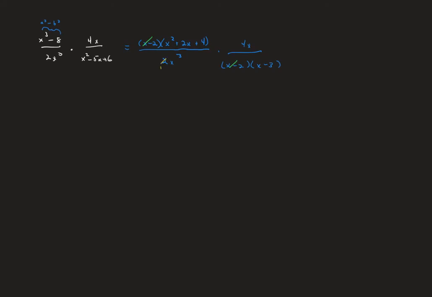The 2 goes into 2 once, into the 4x twice. And this x will cancel one of those x's. So at the end of the day, we are going to get that 2, and then the x squared plus 2x plus 4 over, and then we're going to have an x squared and an x minus 3.